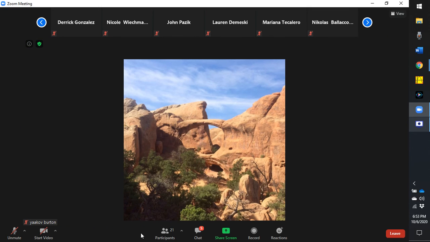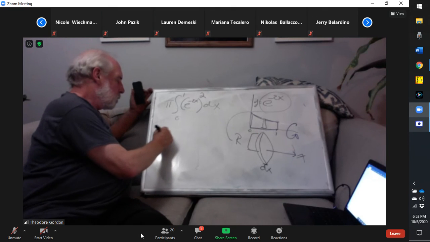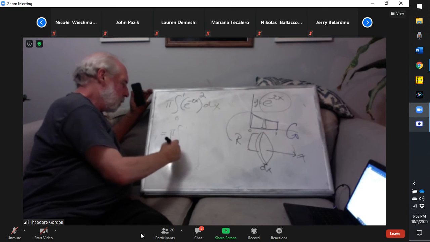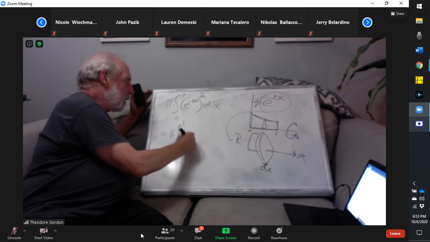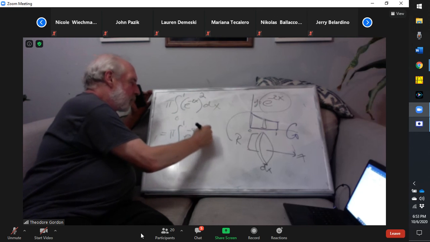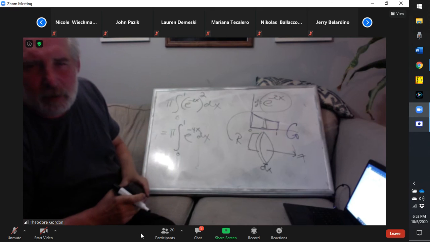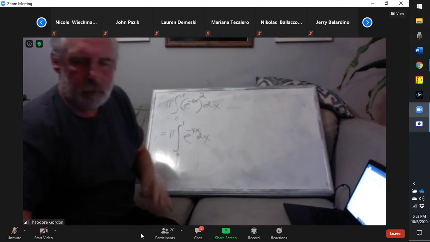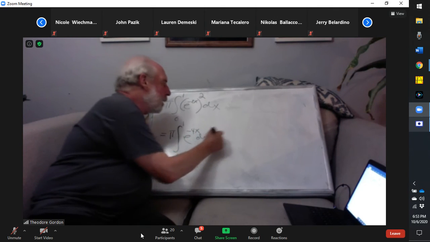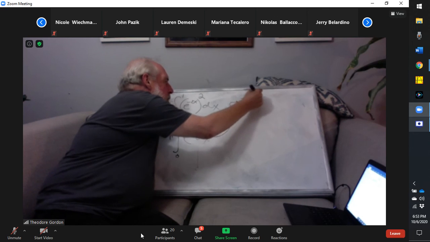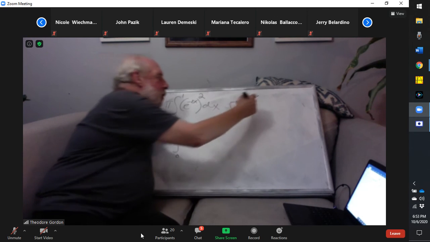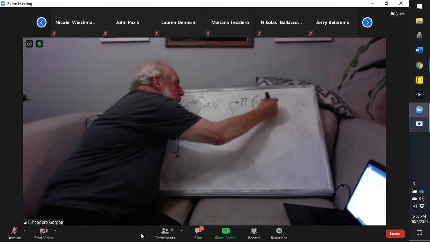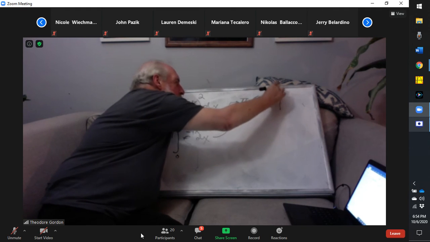All right, so we do this integral. We have pi, 0 to 1, and we have e to the negative 4x dx. When you square that, you get e to the negative 4x. Now we integrate. The integral of e to the negative 4x is negative 1/4 e to the negative 4x. Then we're going from 0 to 1.